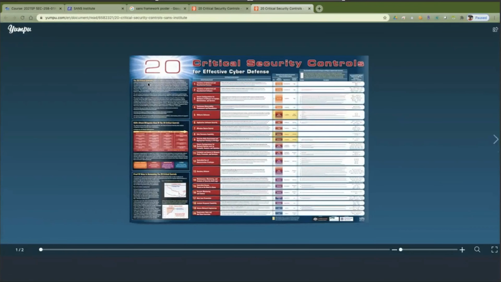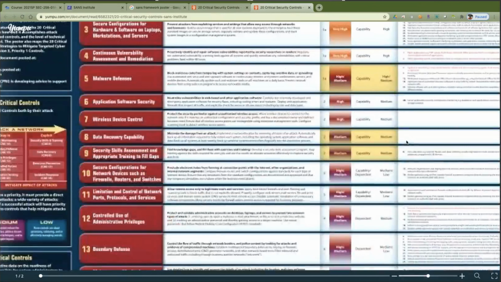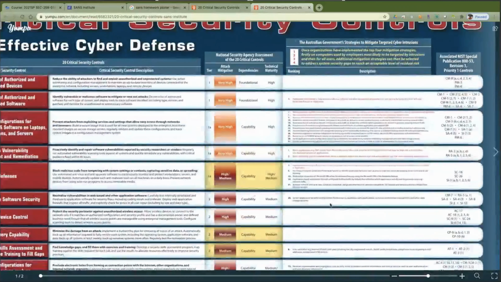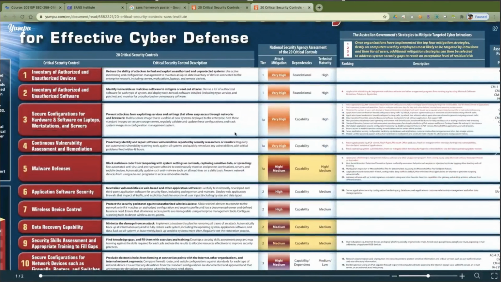But this was a poster that SANS put out, and they came up with the 20 critical cybersecurity controls. So this is a SANS product. SANS does a lot of security work. All right, so this is kind of like that framework we talked about last chapter, where we have this cycle, right? So this is our critical security control according to SANS.